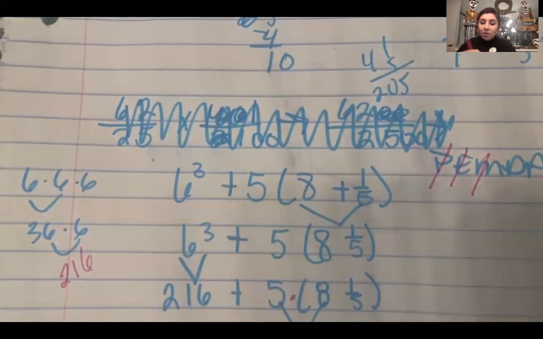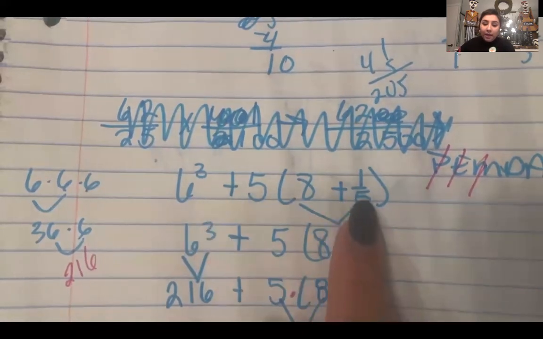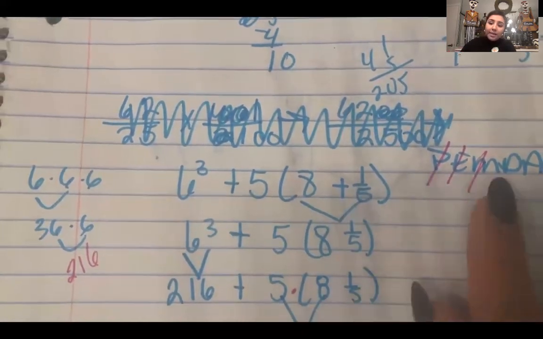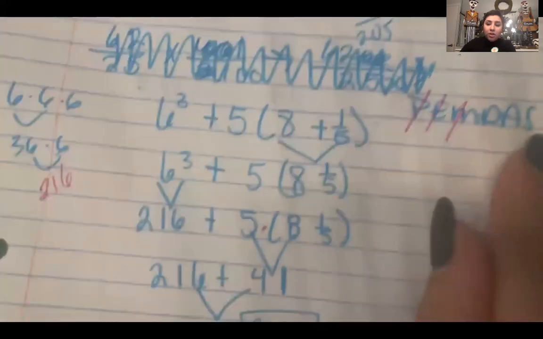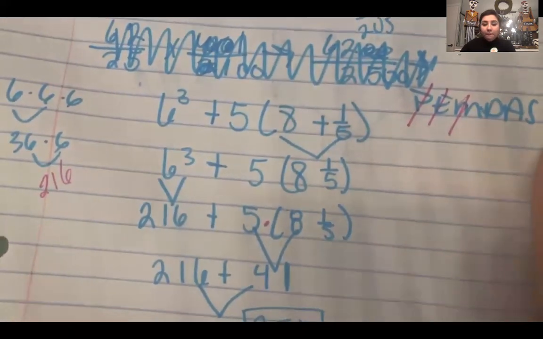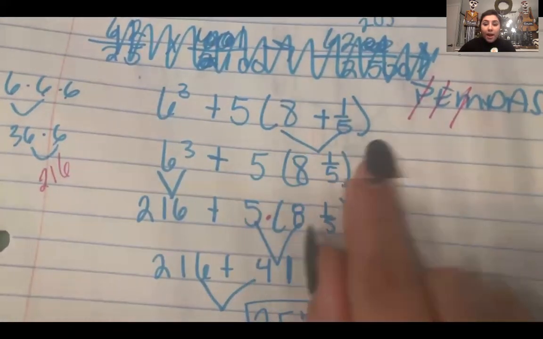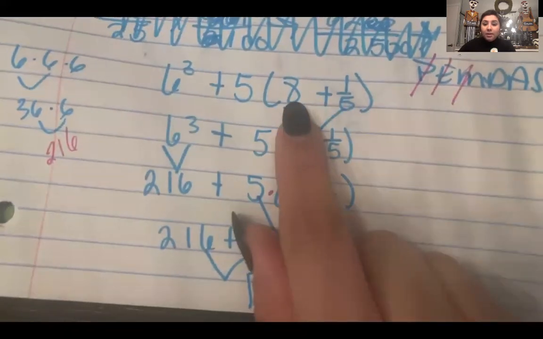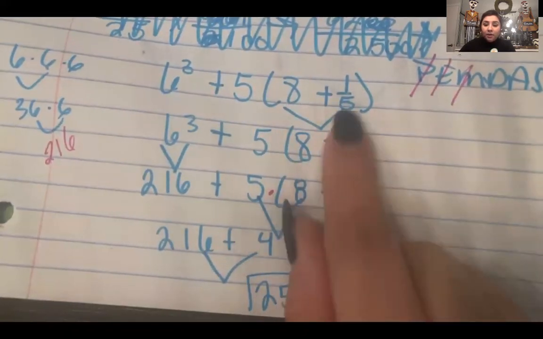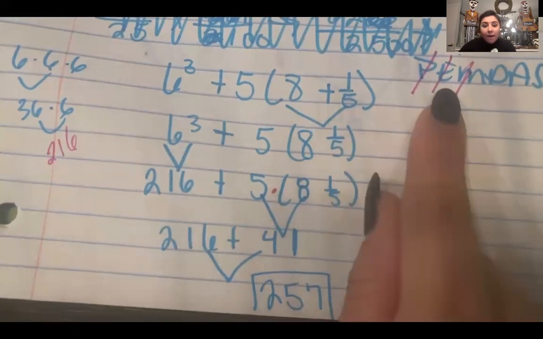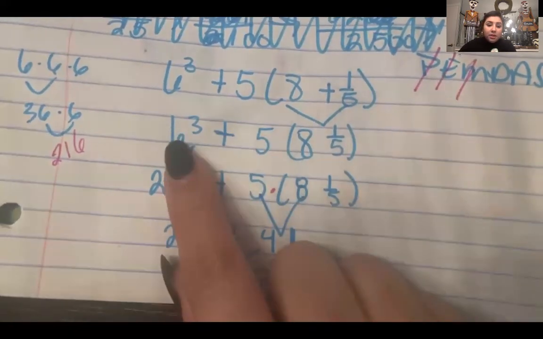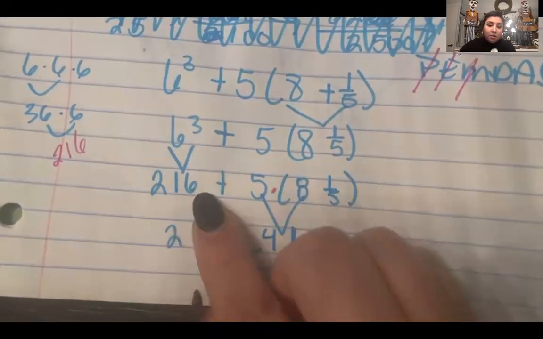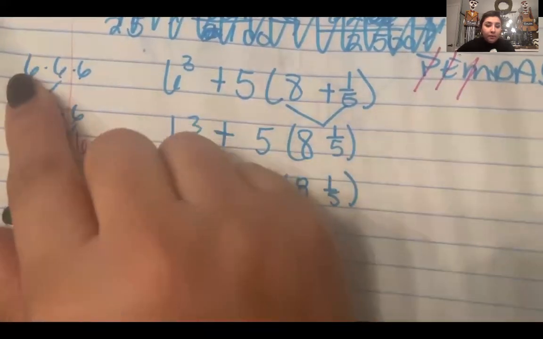So I set it up, I copied it exactly like I saw, and I went ahead and wrote my strategy, PEMDAS, right here. So I have a parenthesis, 8 plus 1/5 is 8 1/5. I have an exponent, so 6 to the power of 3 brought me to 216, and this is why.